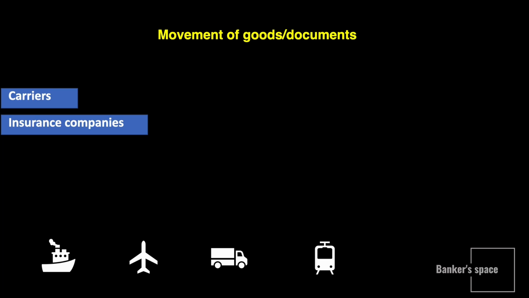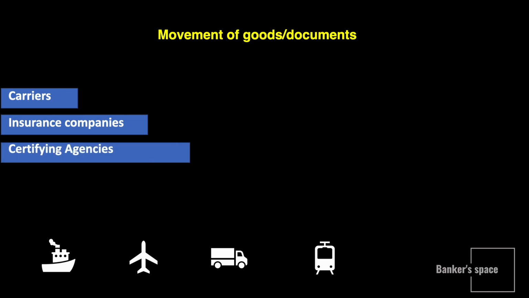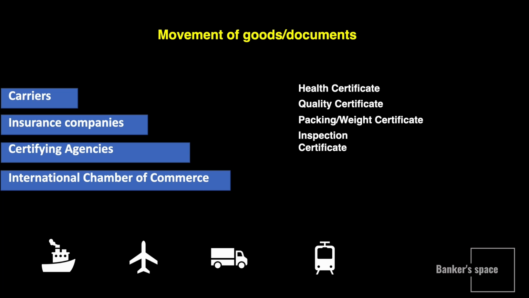Then based on the requirement of the buyer and based on the agreement, there come the certifying agencies, because some goods need to be certified for quality, health, quantity and other parameters to satisfy the buyer. So before shipping the goods, the seller needs to get the goods certified and he has to submit the documents to the buyer along with the shipping document. Apart from this, ICC or a similar organization comes into the picture when there is a need for a certificate of origin.